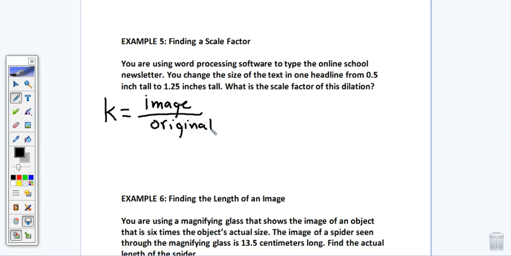So it says you are using word processing software to type the online school newsletter. You change the size of the text in one headline from 0.5 inches tall to 1.25. What's the scale factor of the dilation? What did you start with originally? We started at 0.5. 0.5 is the original, and you went to an image size, a new size, of 1.25. So find the scale factor. What over what, kids? And when I divide that out, does that turn out to be 2.5?